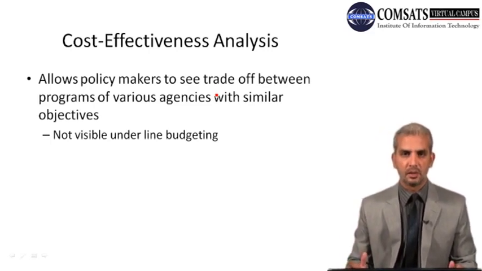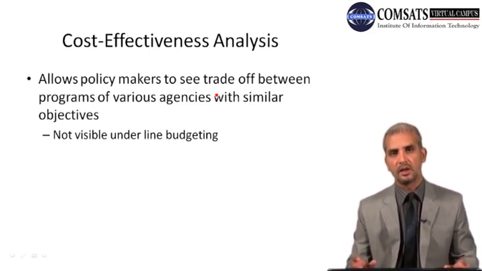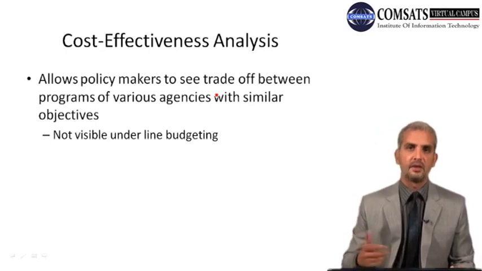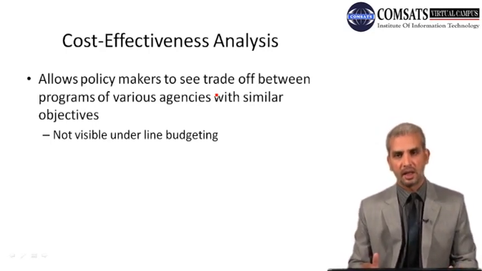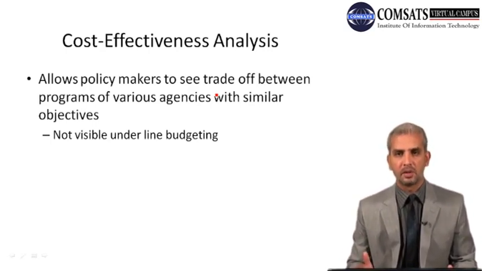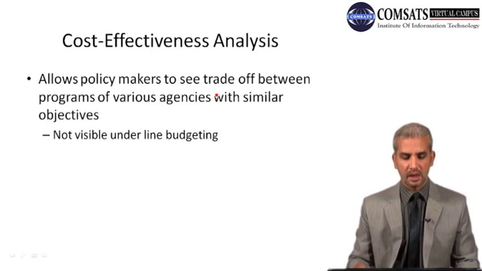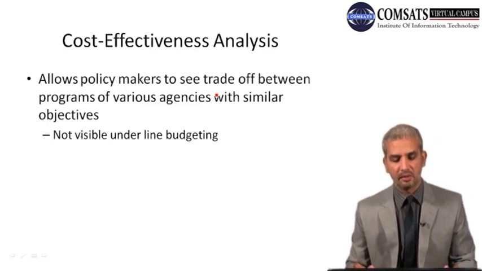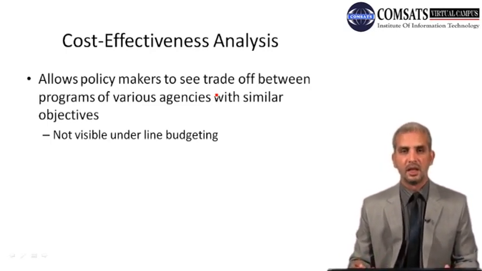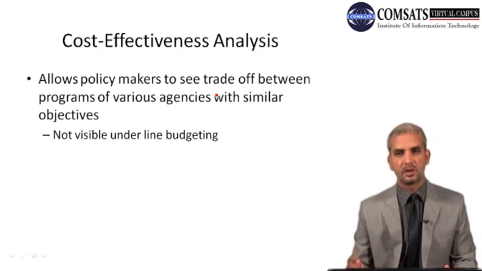So what they can do is see the trade-off between those two, considering the effectiveness of their program as well as the achievement of the objective. They might distribute the budget between 2 or 3 programs, or they might allocate the whole budget to one of the programs depending on the available scenario. And this comparison is not visible under line budgeting, in which case every agency's proposal is looked at independently.